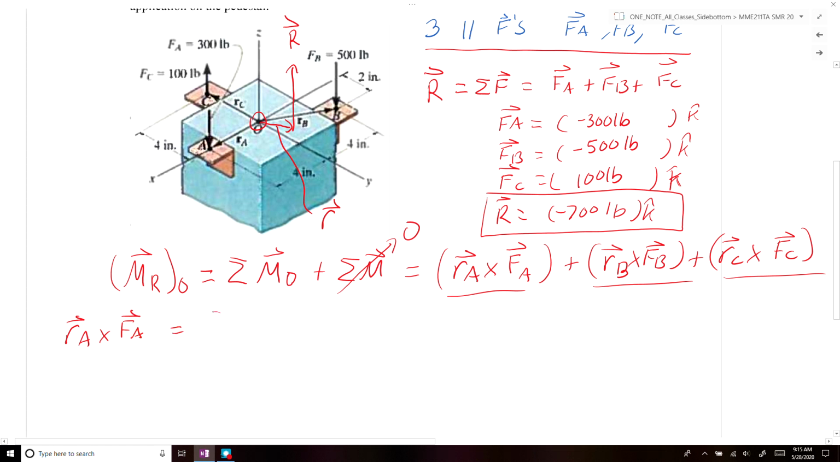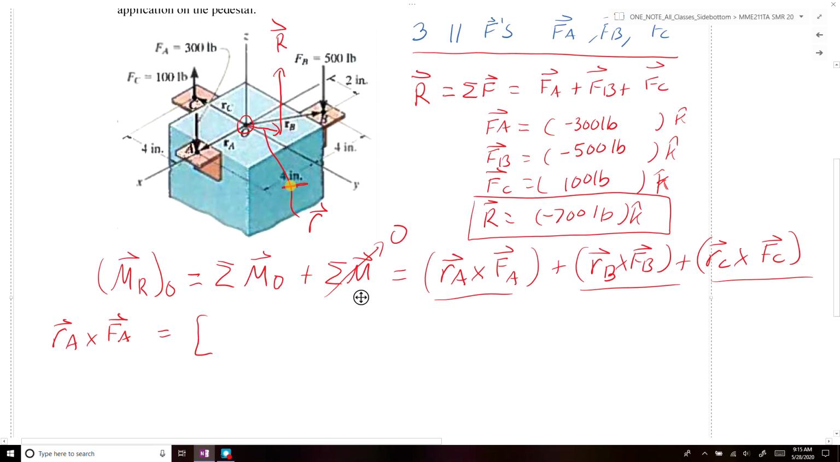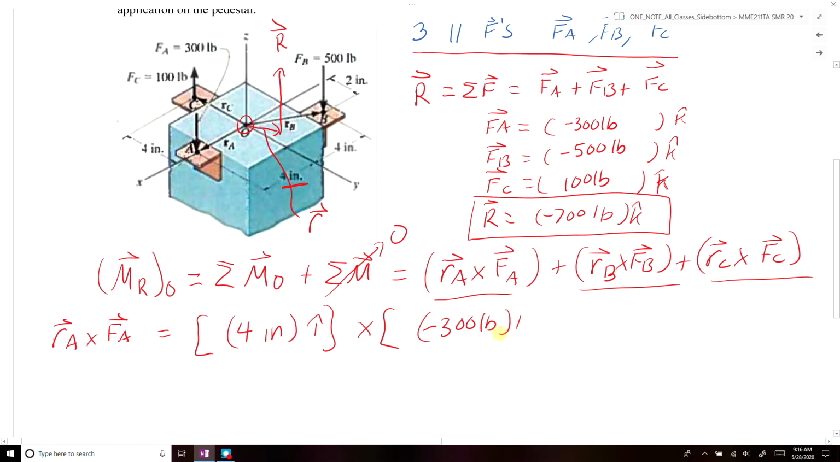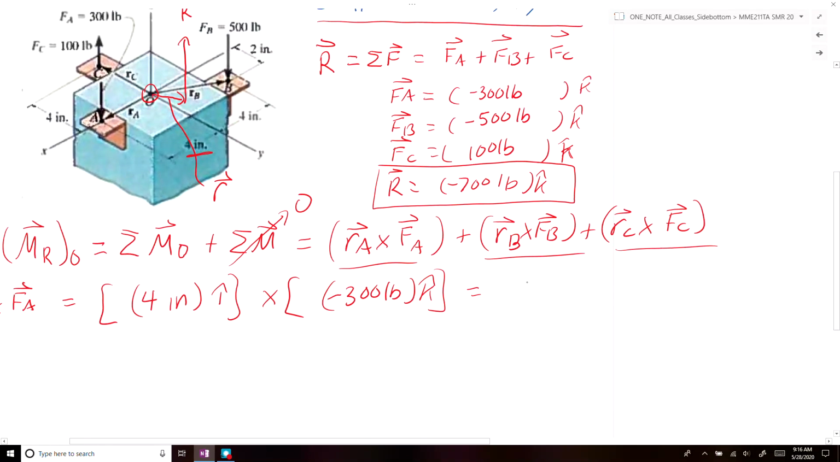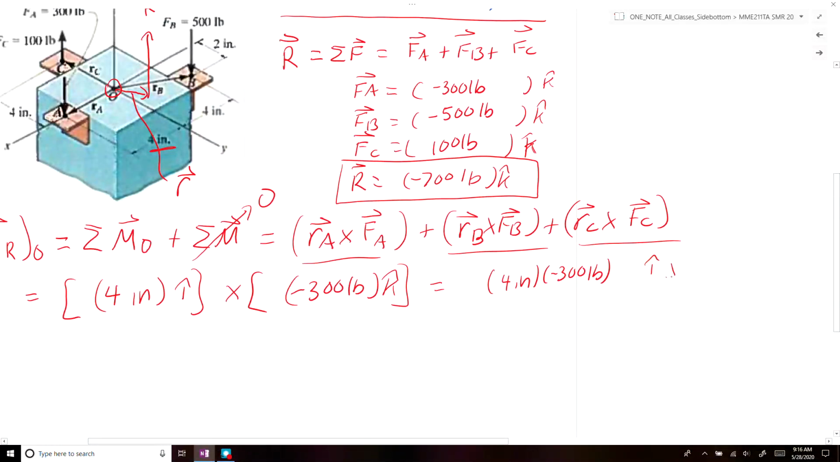So R of A is going to be equal to 4 inches along the x-axis, so it would be equal to 4 inches times I. And then this would be cross FA, which was given to us as minus 300 pounds times K. So if we multiply that across, we can multiply our two scalar numbers together, so we get 4 inches times minus 300 pounds, and then we would get I cross K for our cross product.